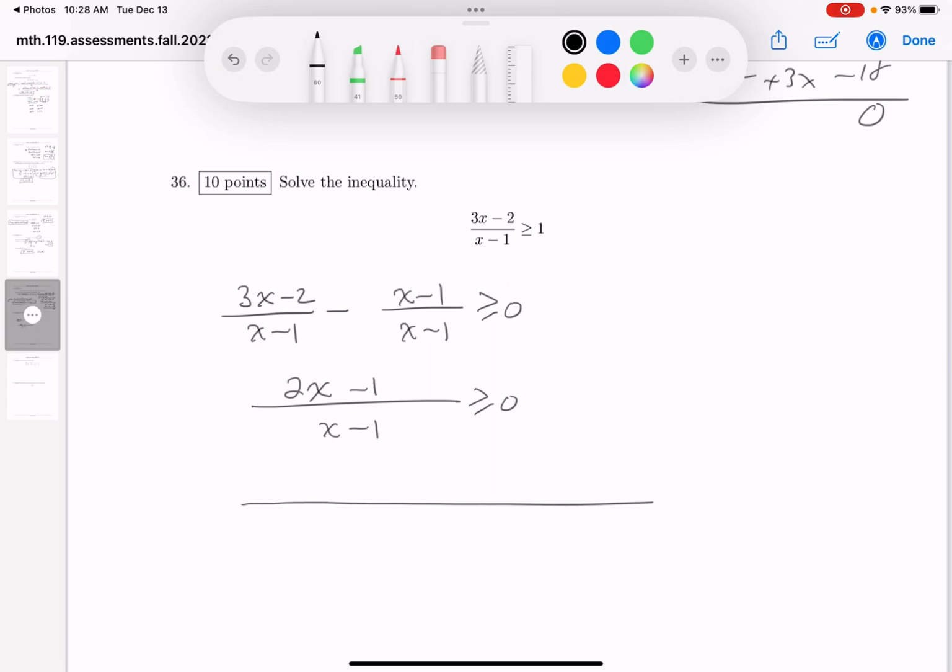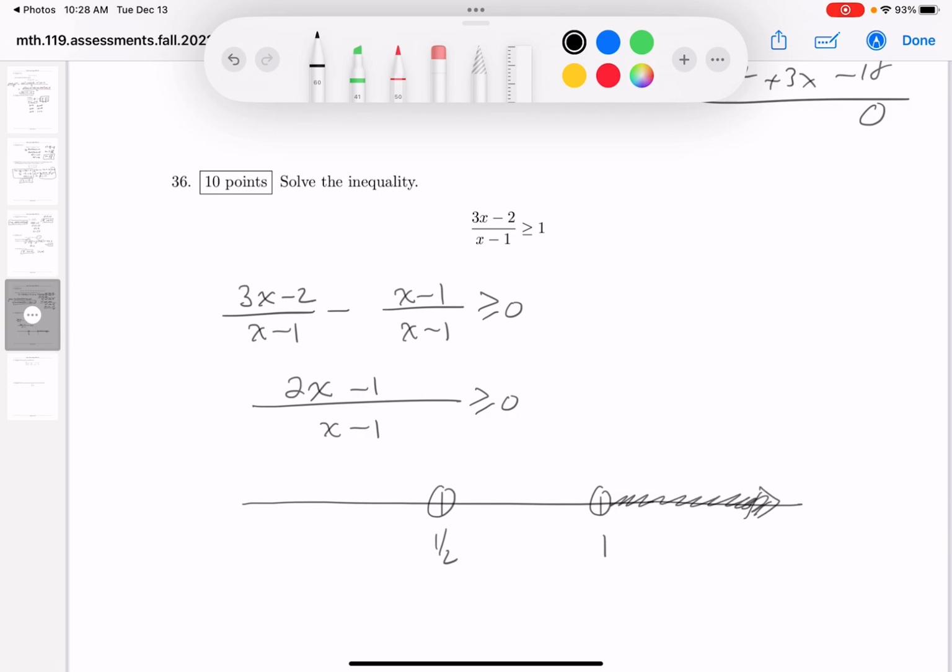What goes on my number line? The 0 of the top, which would be 1/2. The top becomes 0 at 1/2, and the bottom becomes 0 at 1. Take test points, and a good test point would be after 1, any number, like 1 billion if you want, and it's certainly going to be positive, which satisfies it.